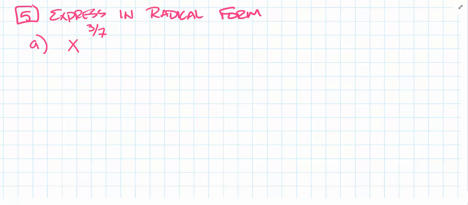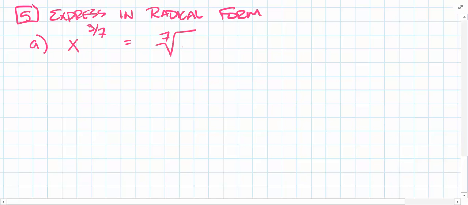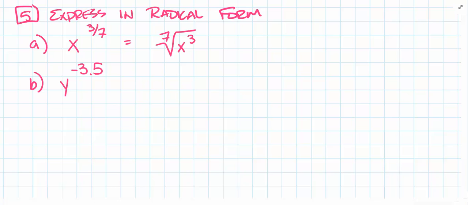This is the 7th root of x to the third. Very good. That one's pretty easy, straightforward. Let's do part B. What if we did y to the negative 3.5? Okay, this one's a little more challenging. There's no radical in there, and I have a negative exponent, so I have a lot of rules I need to consider.